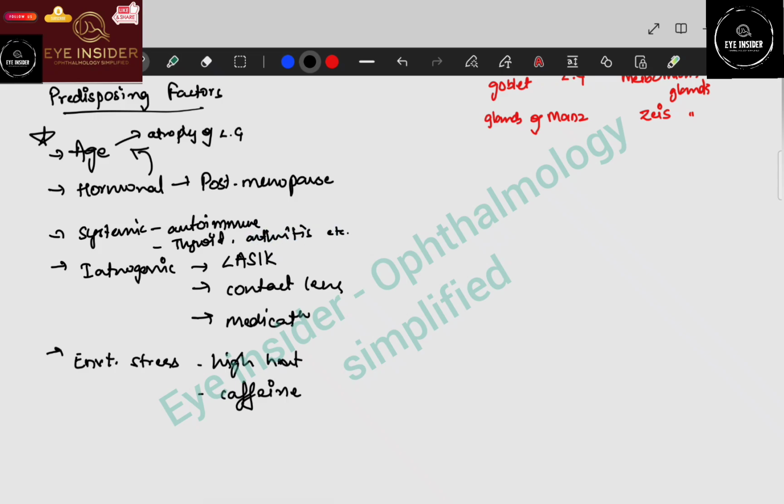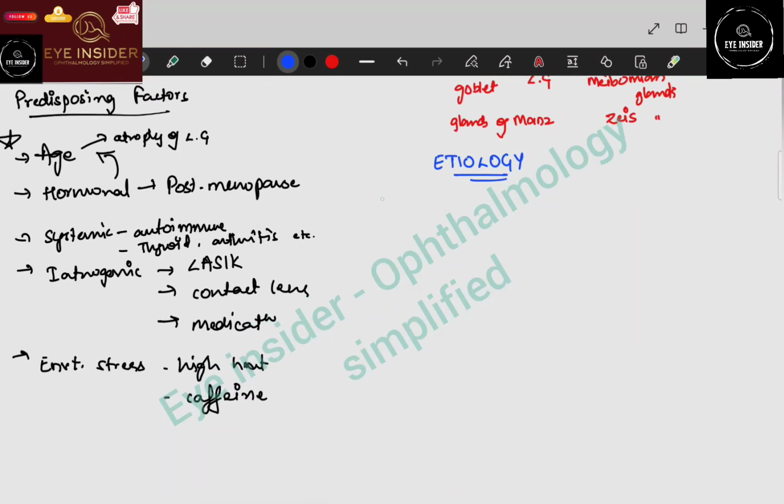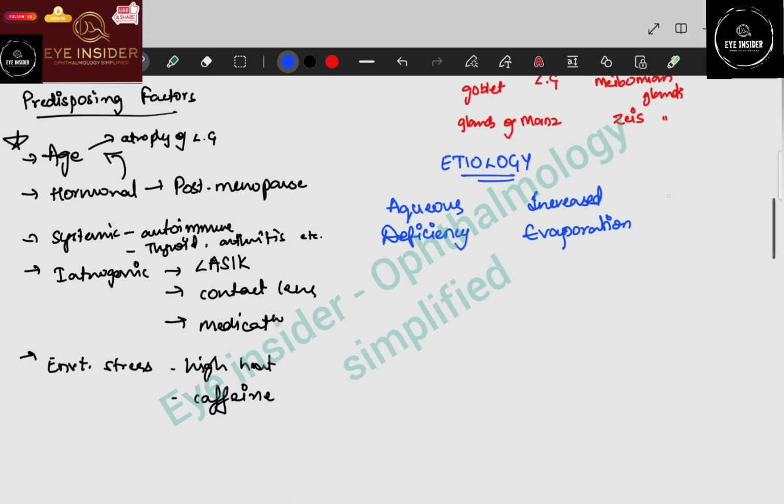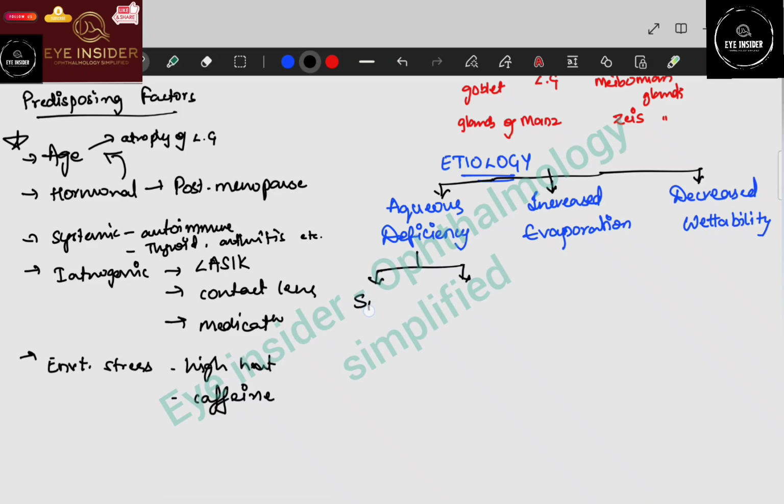Now coming to the etiology of dry eye. We'll discuss it under the headings of aqueous deficiency, increased evaporation, and reduced wettability. This is based on the Asia Dry Eye Society. It's divided into these three. Coming to aqueous deficiency, this affects the aqueous layer of the tear film. It can be divided into Sjogren's and non-Sjogren's.